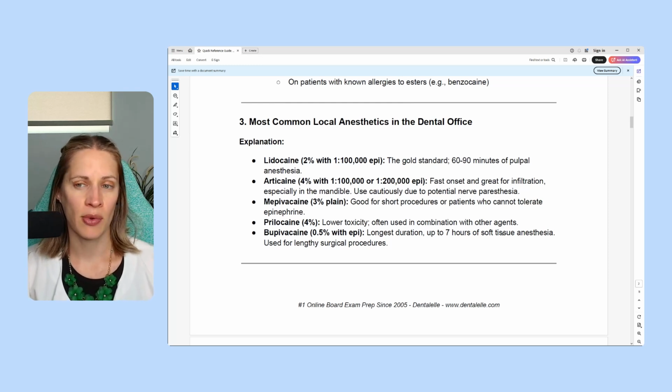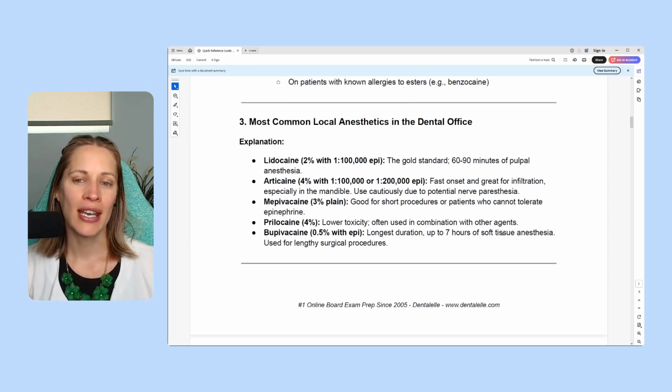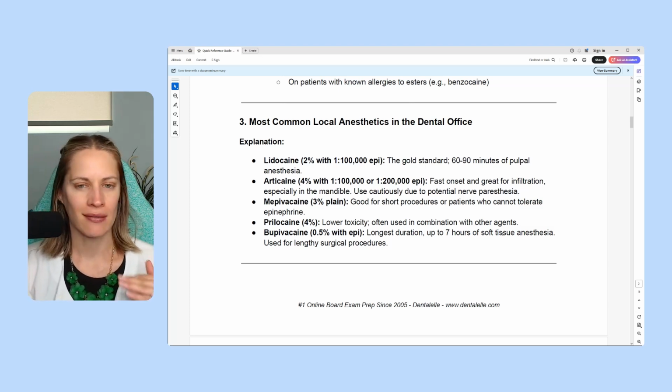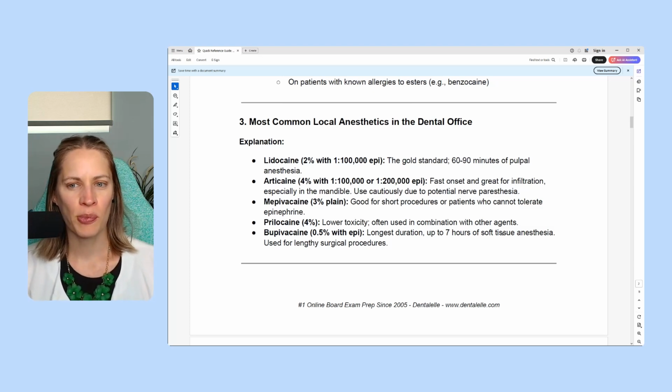This is the one that I would always work with in a dental office, but there's also articaine, mepivacaine, that's hard to say, prilocaine, and bupivacaine. Pronunciations, we all kind of say them a little bit differently. But lidocaine, I'd say, is the most popular. We have the 2% and then 4%, 3%, 4%, 0.5%.